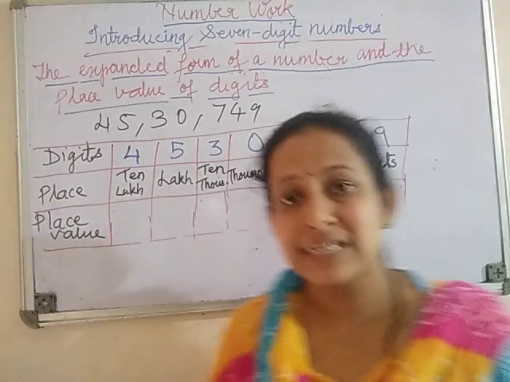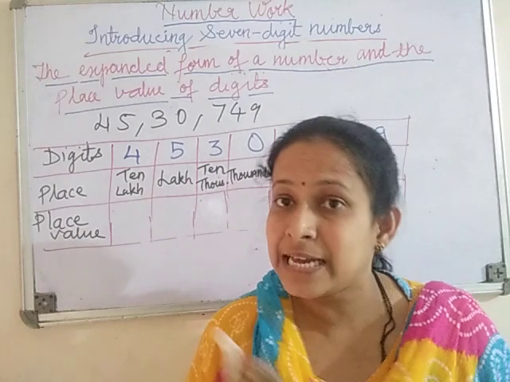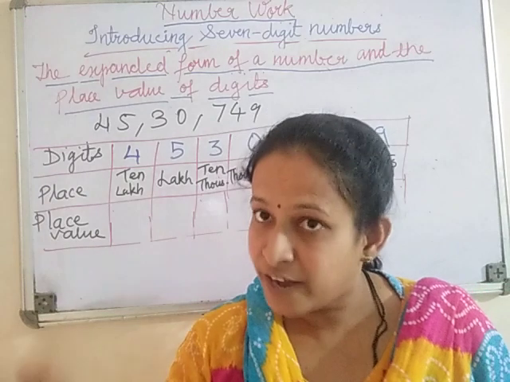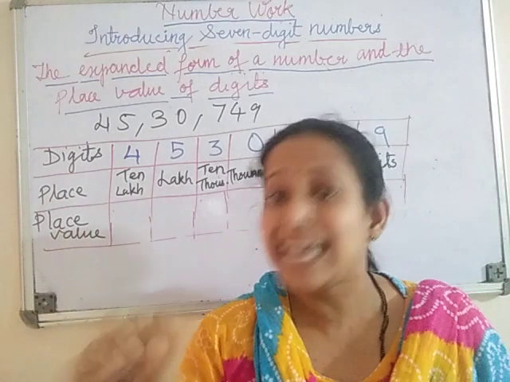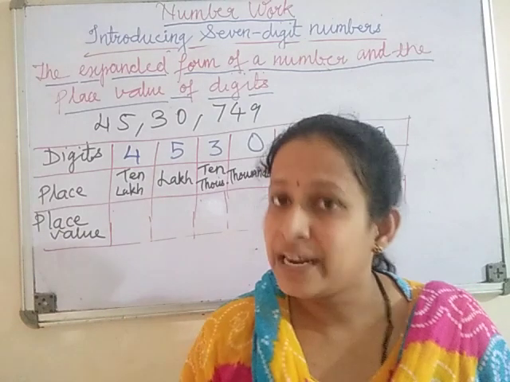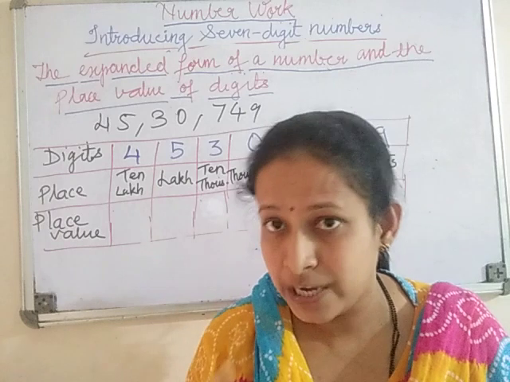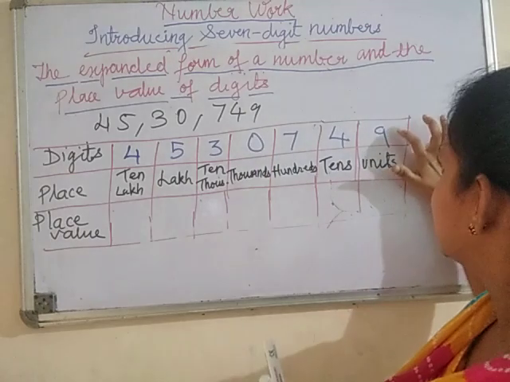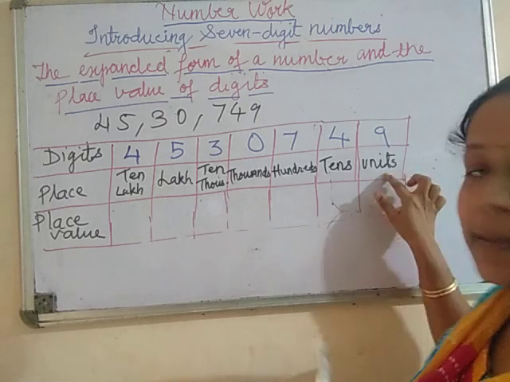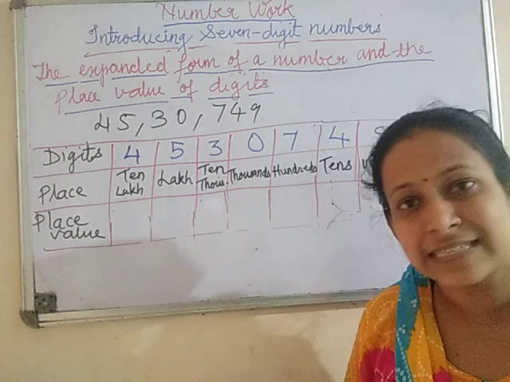Now most of the children get confused with the place name and the place value. Now place name will be these names which are given to each of those places. Fine. So place means name of that particular place. But what is the value? Value means whatever number you are writing, that is called as the value here. Now here suppose this is 9. 9 is a number. So 9 units, that means 9 multiplied by 1 is 9. Correct?